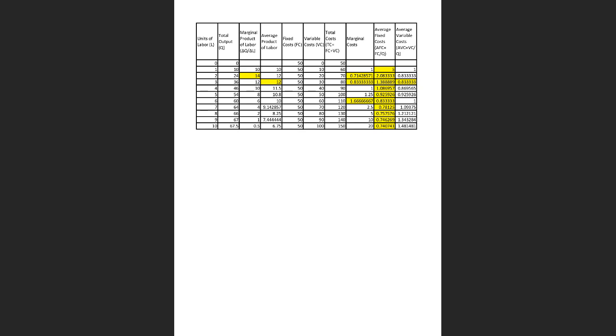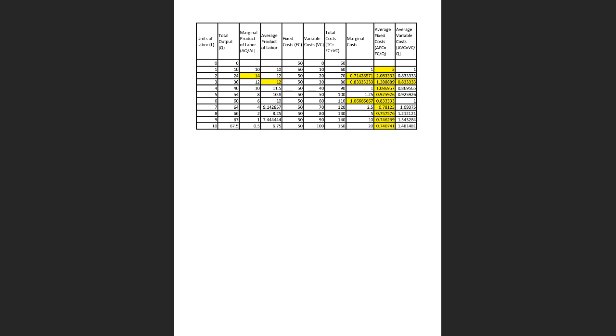All right, so fixed costs, remember from a previous lesson, are the costs that don't change with output. In this particular example, my fixed cost equals 50, whether I'm producing none at all, or if I am producing 67.5 units, right? My fixed cost, like my rent, for example, is still 50.